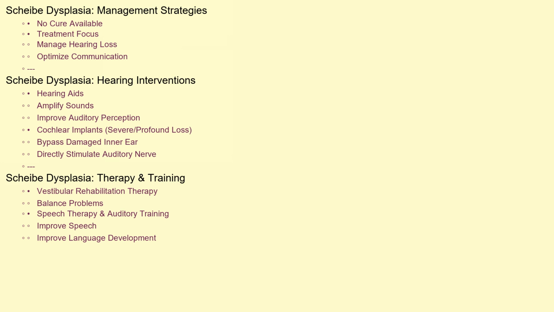Currently, there is no cure for Scheibe dysplasia. Treatment focuses on managing the hearing loss and optimizing communication abilities. Hearing aids are often the first line of intervention to amplify sounds and improve auditory perception. For individuals with severe to profound hearing loss, cochlear implantation may be considered. Cochlear implants bypass the damaged portions of the inner ear and directly stimulate the auditory nerve. Vestibular rehabilitation therapy can be beneficial for individuals experiencing balance problems. Speech therapy and auditory training are also important components of management to improve speech and language development.